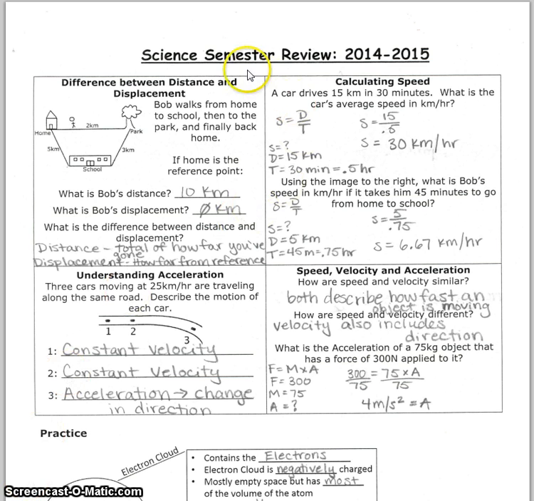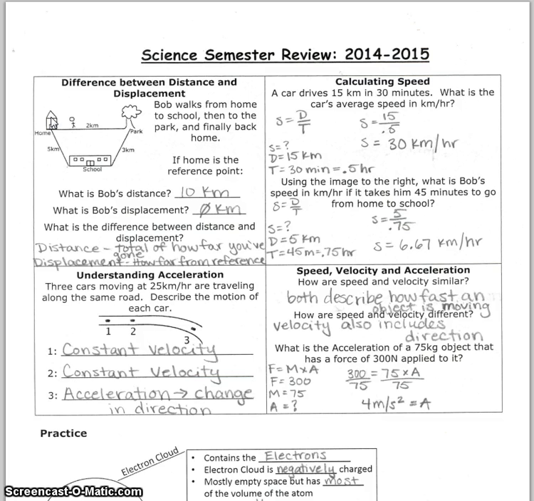So let's start first up here in this section, the difference between distance and displacement. We have a little diagram of Bob. Bob walks from his home to the school, and then he walks to the park, and then he finally walks back home. His distance traveled is 10 kilometers because he travels 5 kilometers to school, 3 kilometers to the park, and then 2 kilometers home. So you add all of those distances up for his total distance, which is 10 kilometers.